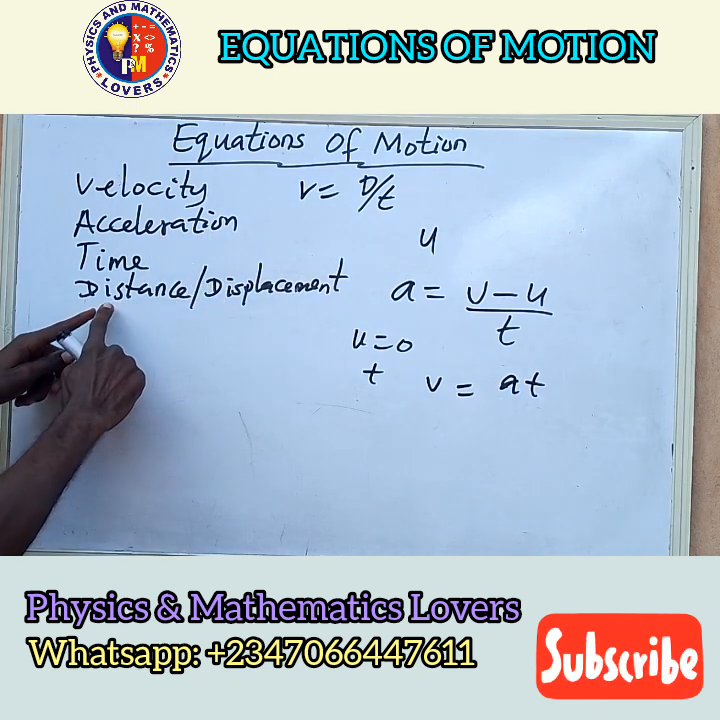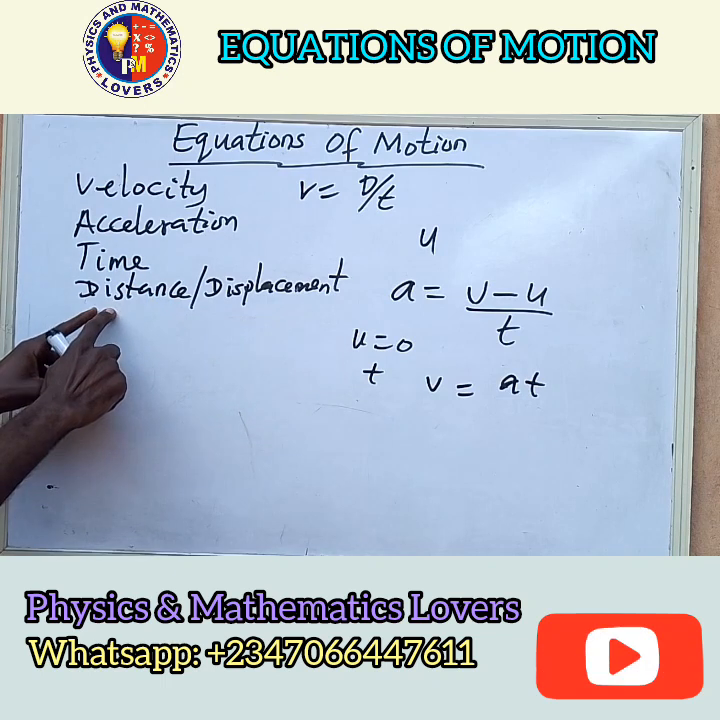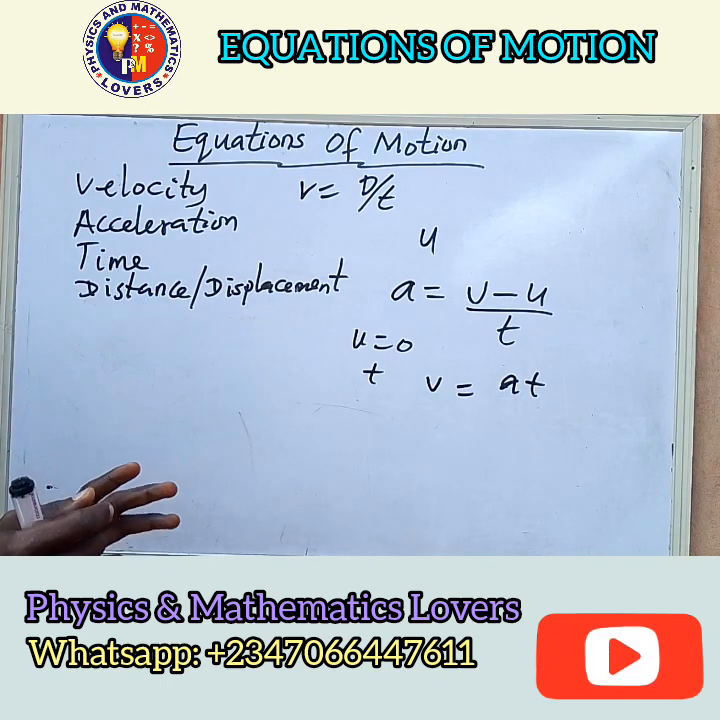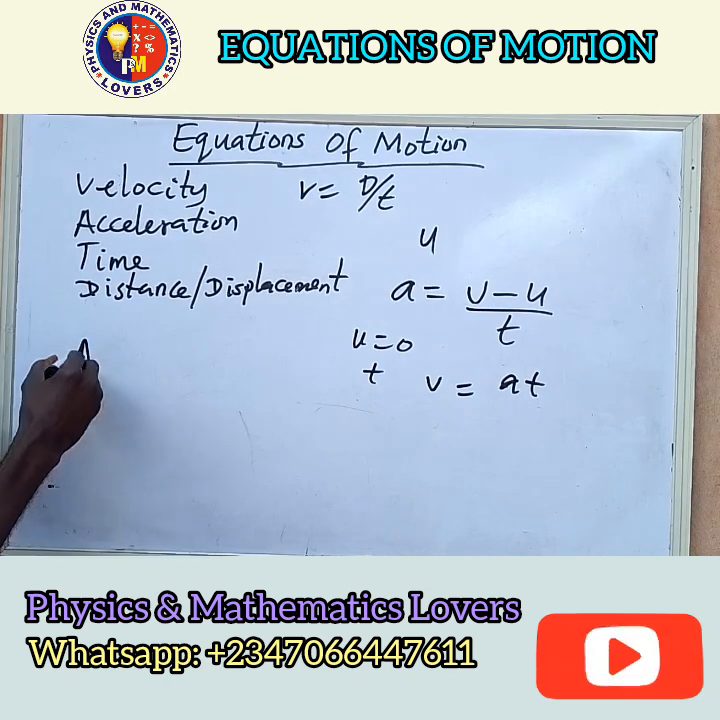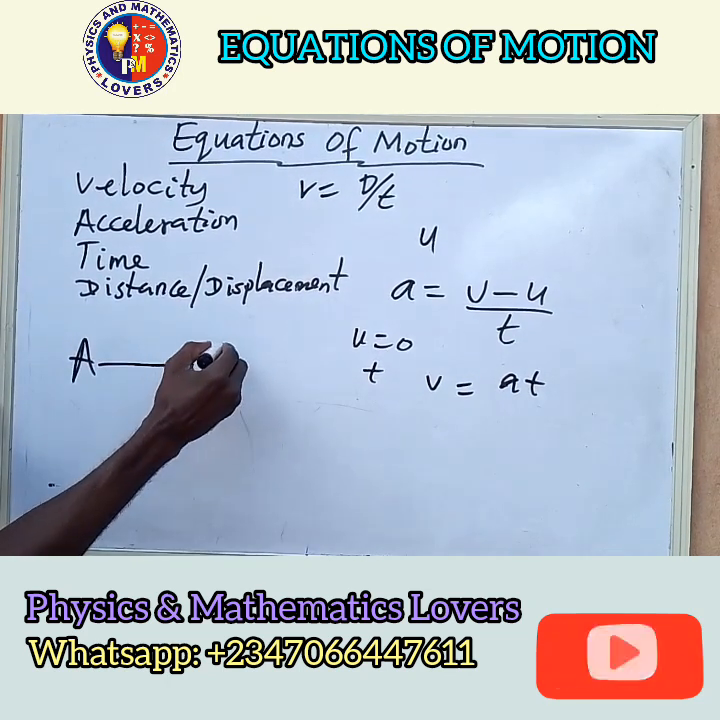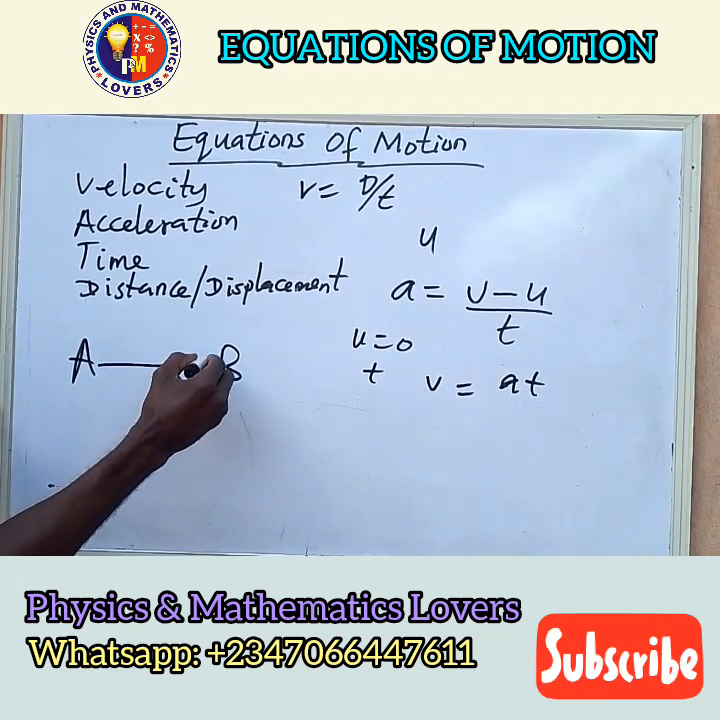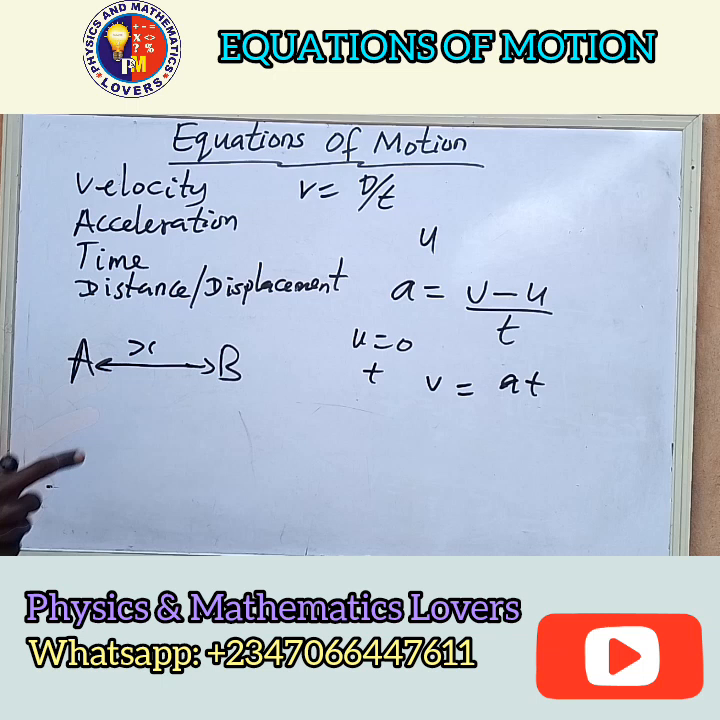Since we already know distance and displacement: distance is a scalar quantity in the sense that it only has magnitude, but no direction. For example, if I have point A, an object moves from this point A to point B. This is just a distance. Let's call it x. This talks about distance. So there is no displacement here. It does not have direction.